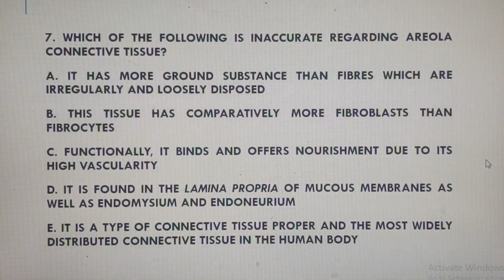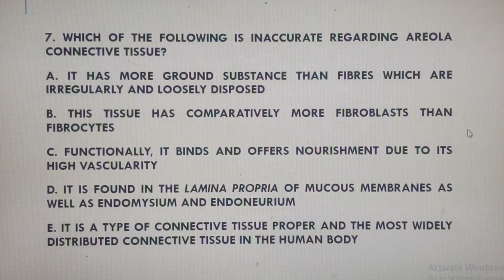So we go to question number 7, and question number 7 says, which of the following is inaccurate regarding areolar connective tissue? So we know areolar is a loose connective tissue actually. Now option A says it has more ground substance than fibers, which are irregularly and loosely disposed. Yes, that's a very true statement. By virtue of being loose, it has more ground substance, that pale staining region. And then the fibers are irregularly disposed, they don't have a particular pattern, and they are loosely packed. They are not tightly packed as in the case of dense connective tissue. So please get to know that.